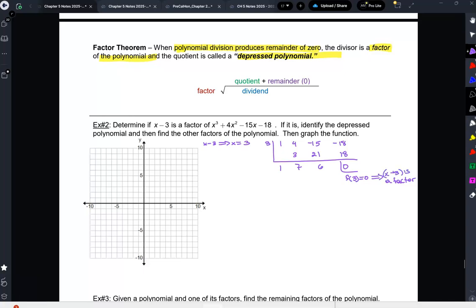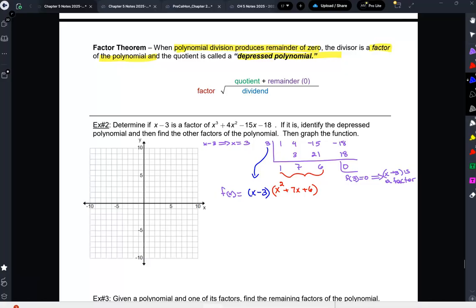Okay? So now, it says here, if it is a factor, identify the depressed polynomial. The depressed polynomial comes from here. That is x squared plus 7x plus 6. And then find the other factors of the polynomial. So now I can rewrite my f of x. Here is how I rewrite my f of x. This one gave me a factor of x minus 3 times this.